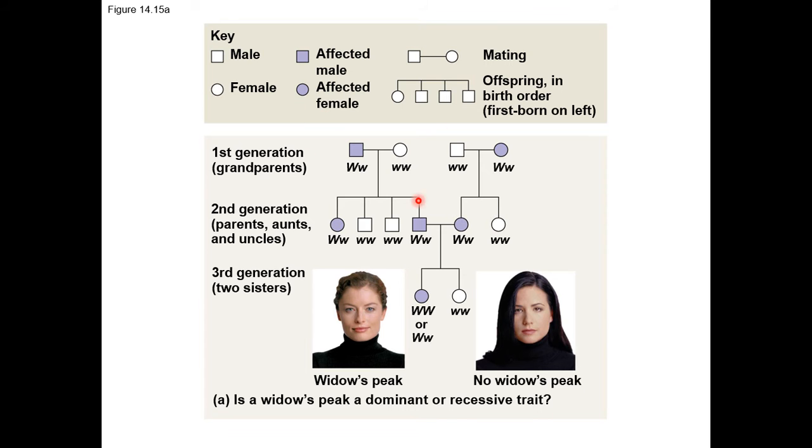And you can do a Punnett square to figure out what percentage of the offspring will have widow's peak. 50% of the offspring will have widow's peak. 50% of the offspring won't have widow's peak, which is what you can kind of see here.